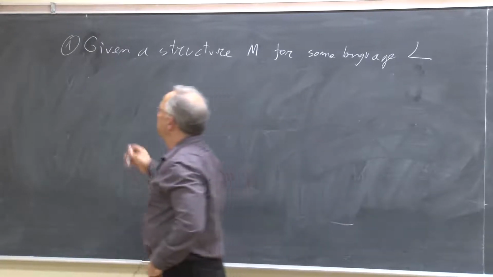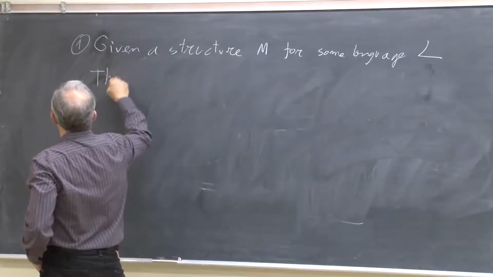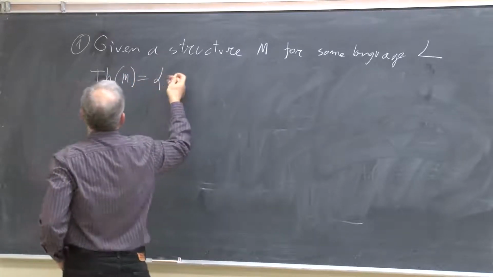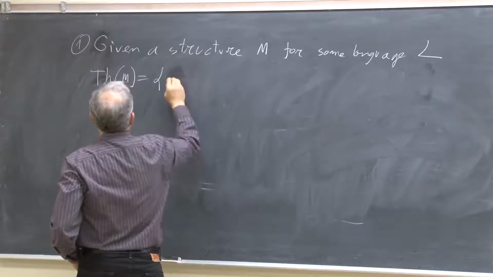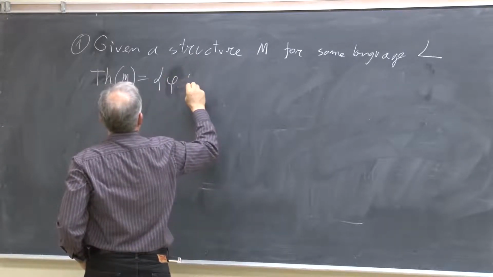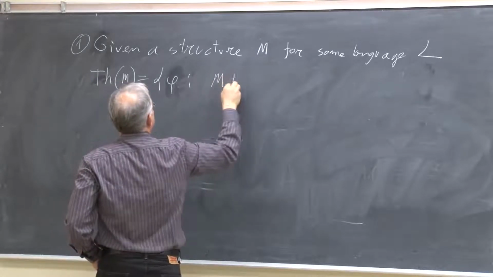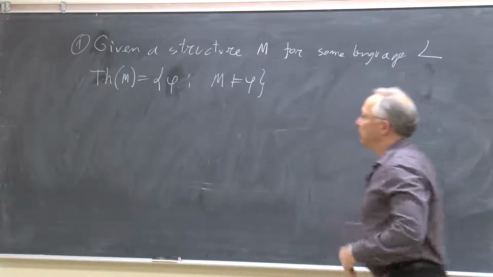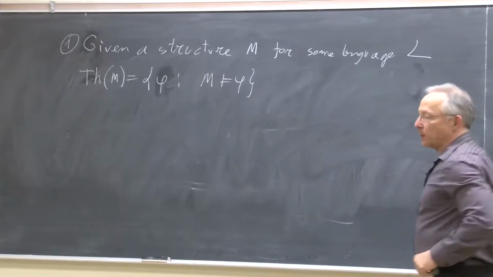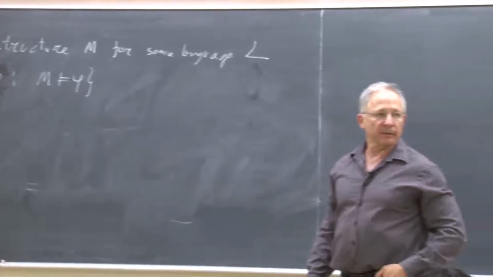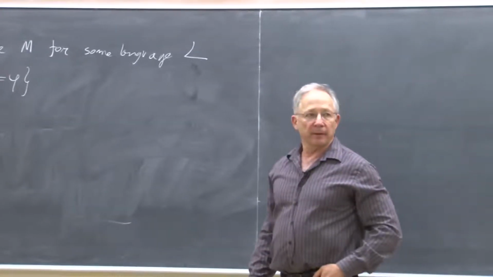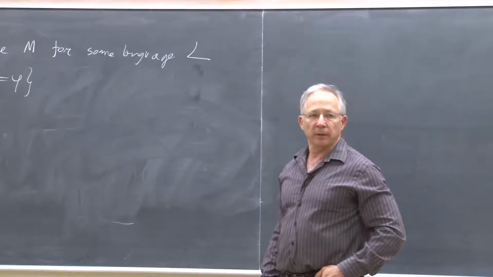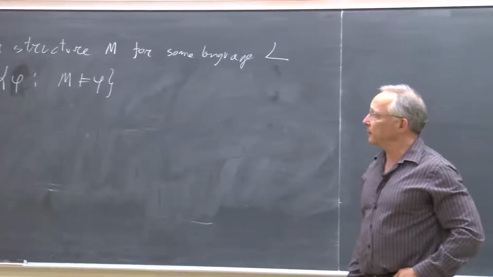We denote the theory of M is the set of all formulas phi, or alpha, or whatever you want to call them, such that M satisfies phi. It will usually be sentences, all the sentences, no free variables, such that the model satisfies phi. So that was the notion of the theory of a structure. And you have a question about it in the assignment.